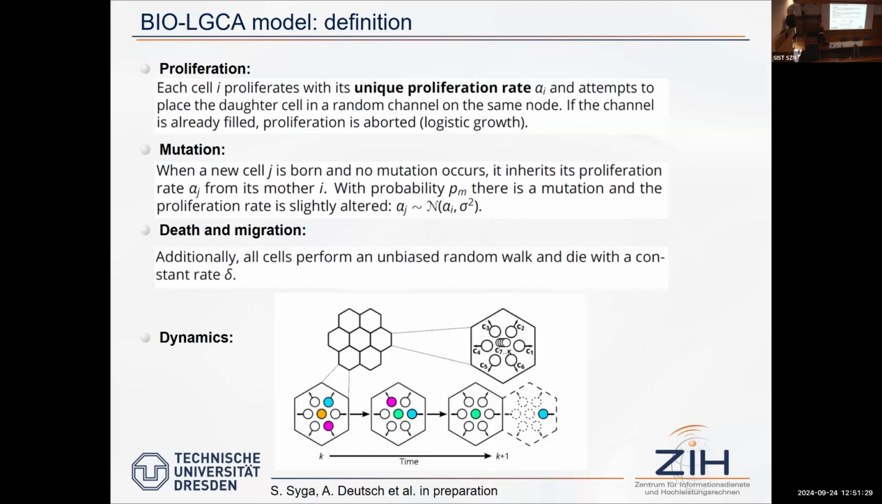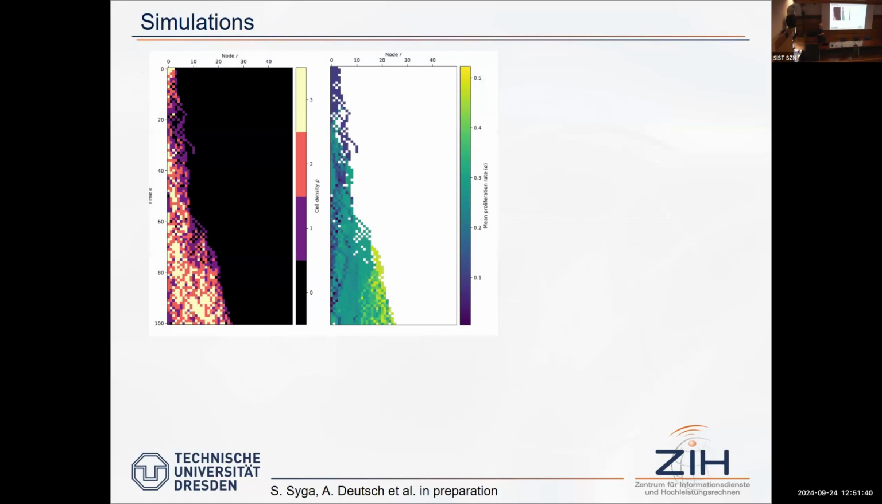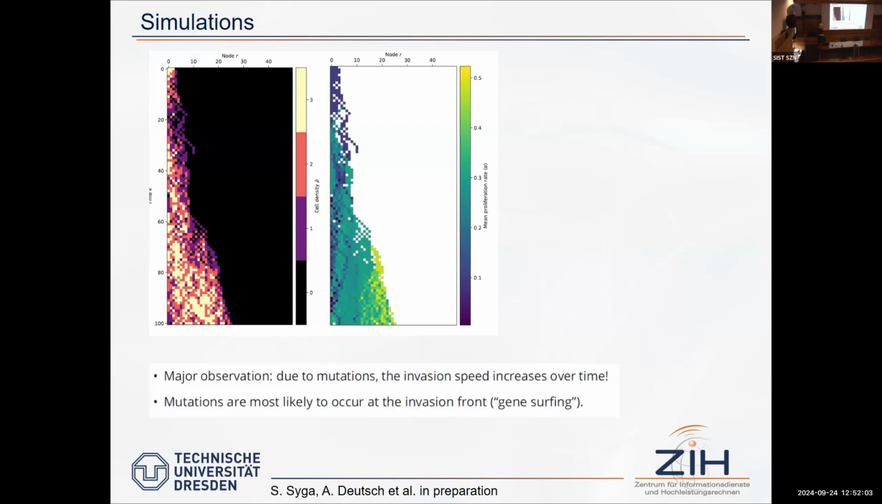And this is again our hexagonal lattice gas. The different colors indicate different mutations. And the question is, how does the dynamics look like? This is a one-dimensional situation. We start with a mutated cell on the left side. This is the cell density, and here is the mean proliferation rate. And what we see in time, that the largest proliferation occurs at the tumor edge. And this is known as gene surfing. This is an observation which comes from the simulation, and we try to understand this.